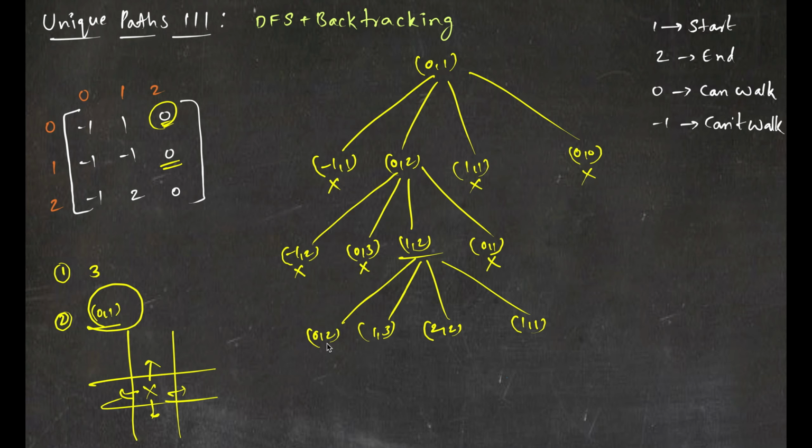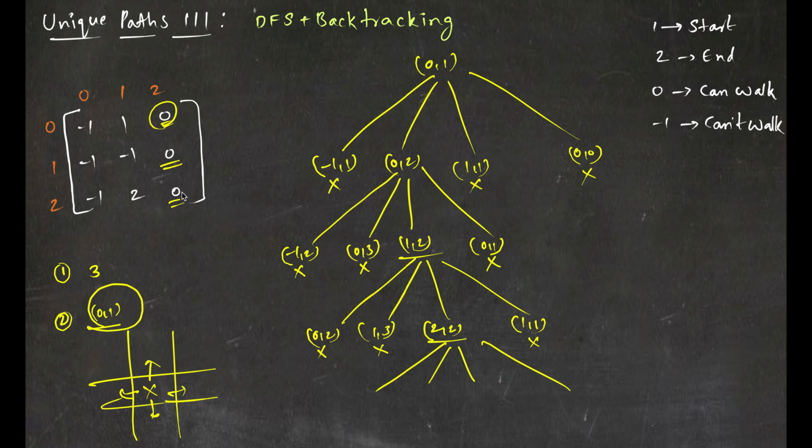So 0, 2, this is where I came from. So this is invalid because it'll be a duplicate node in my path. 1, 3, this is going beyond my index, so it is invalid. 2, 2, this has value 0, so this is valid. 1, 1 has value -1, so it's an obstacle, so I can't move. From 2, 2, again we'll be having 4 options.